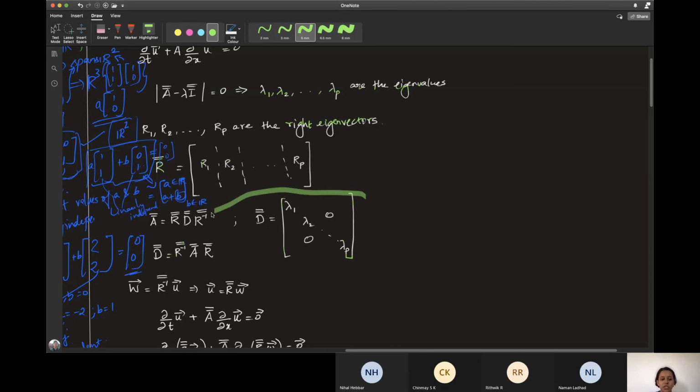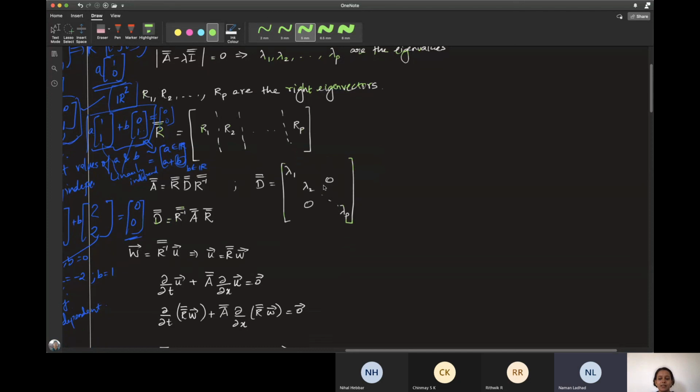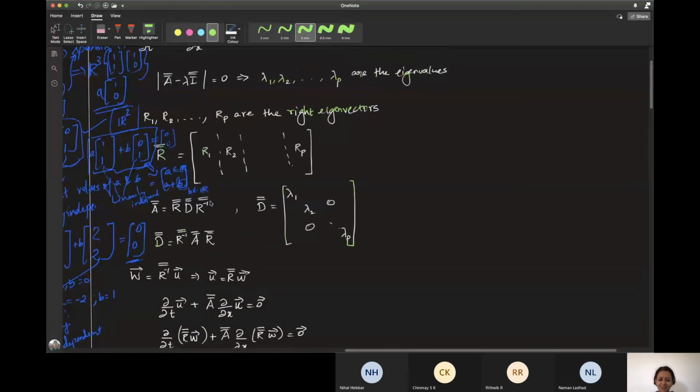Have you come across such a kind of decomposition? This is eigenvalue decomposition. Yes, ma'am.